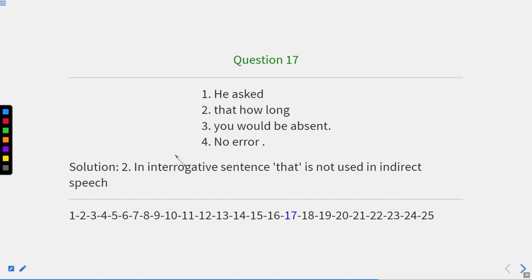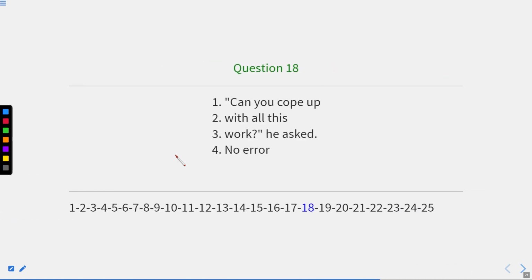Now let us move to the next one. This is question number 18 now. Can you cope up with all this work? He asked. So it is written, can you cope up with? Now here actually the error is of preposition. We cannot use cope and up together. We use cope with. We do not use up. This is the error of preposition over here. So the error is in the first part of the question. So can you cope with is the correct sentence.